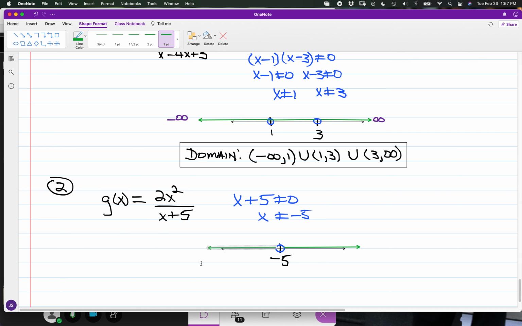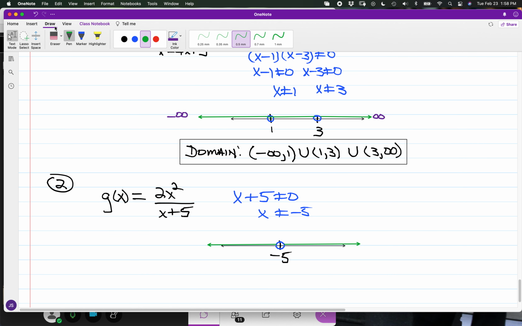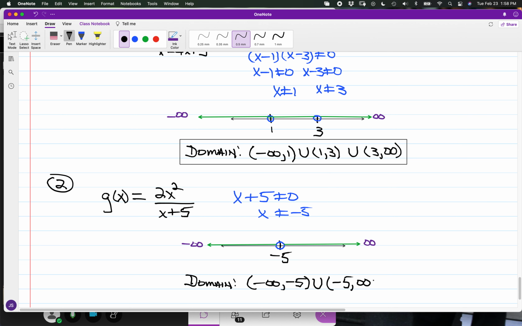Again, we have activity to the left as well as to the right. And so for this rational expression, for the domain, we have those values of x less than negative 5, along with those values of x that will be greater than negative 5. So again, we have the overall use of parentheses throughout the subintervals that define the domain.